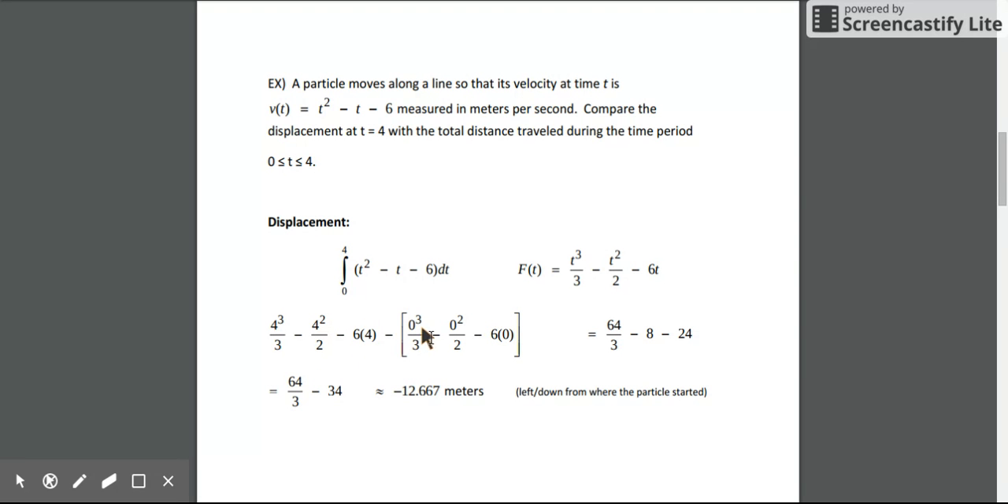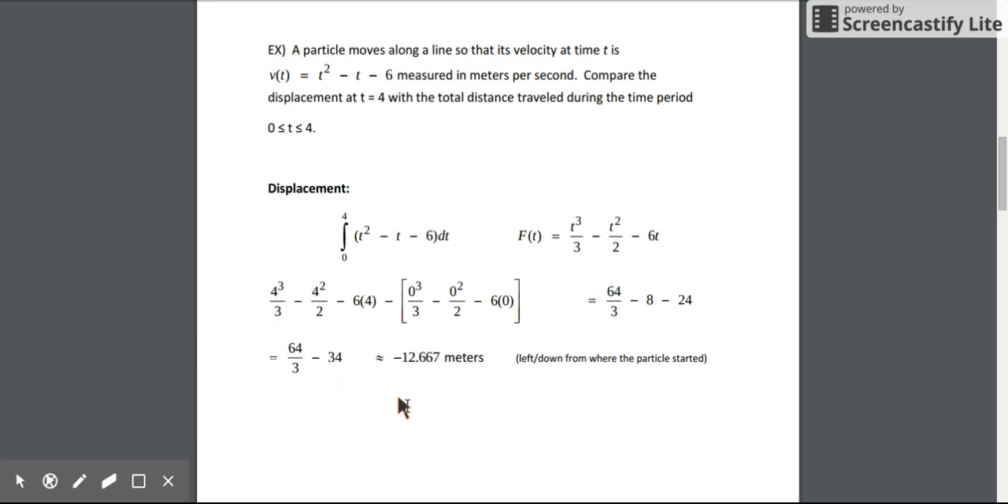Plugging in 0 and simplifying, we get 0. Oops, sorry. When we evaluate at 4, we don't get 64 thirds. We get 64 thirds minus 34. And then when we evaluate it at 0, we get 0. So I'm just trying to simplify what happens when I plugged in 4. And when we do all that, we could get a fractional answer, or we could convert it to its decimal form, and we find out that it's about negative 12.667, or about negative 12 2/3 of a meter.